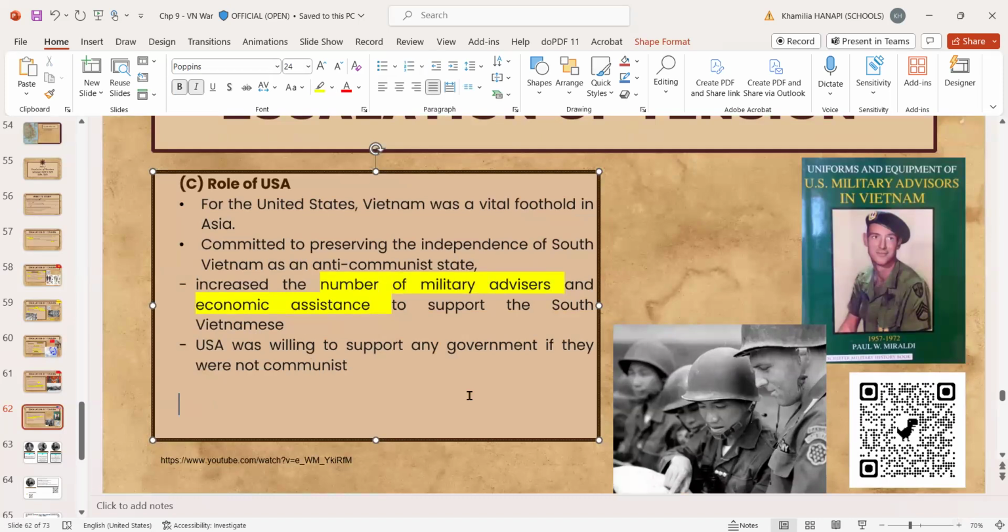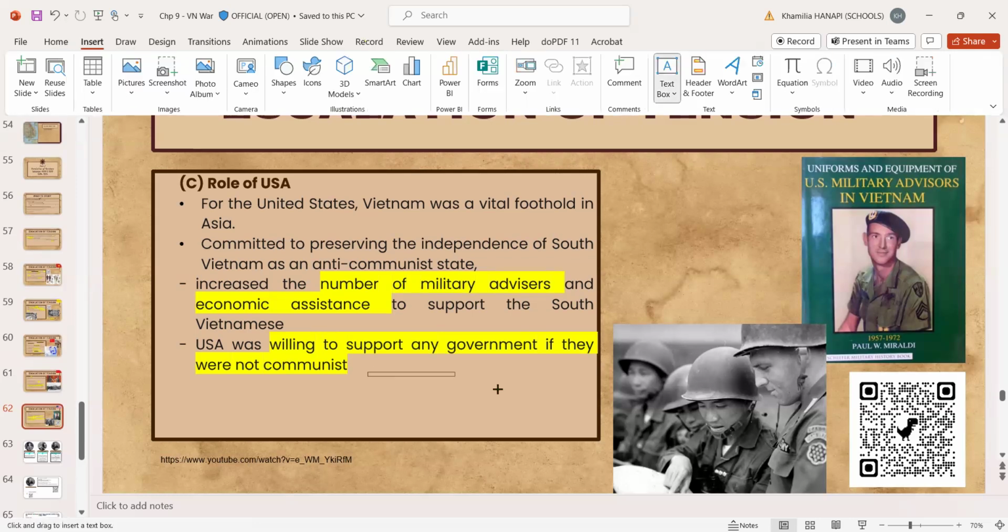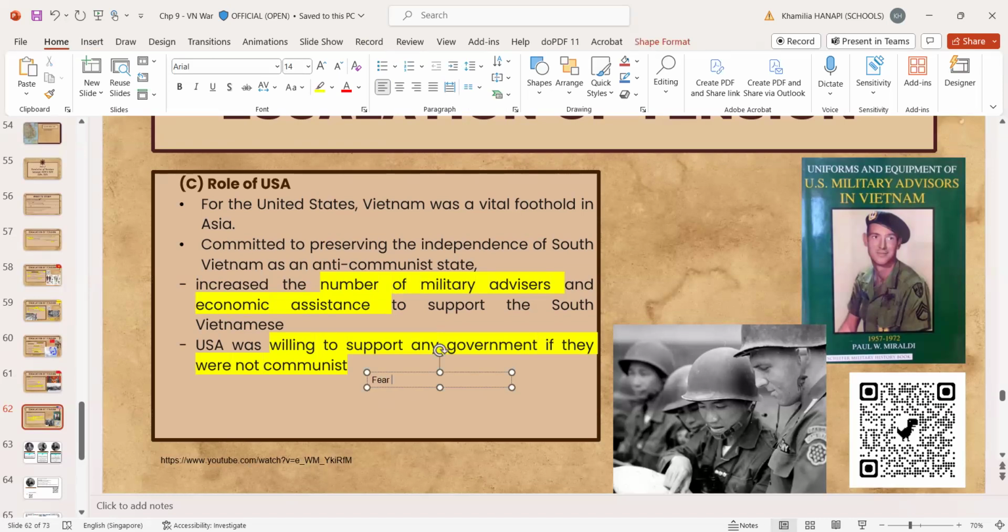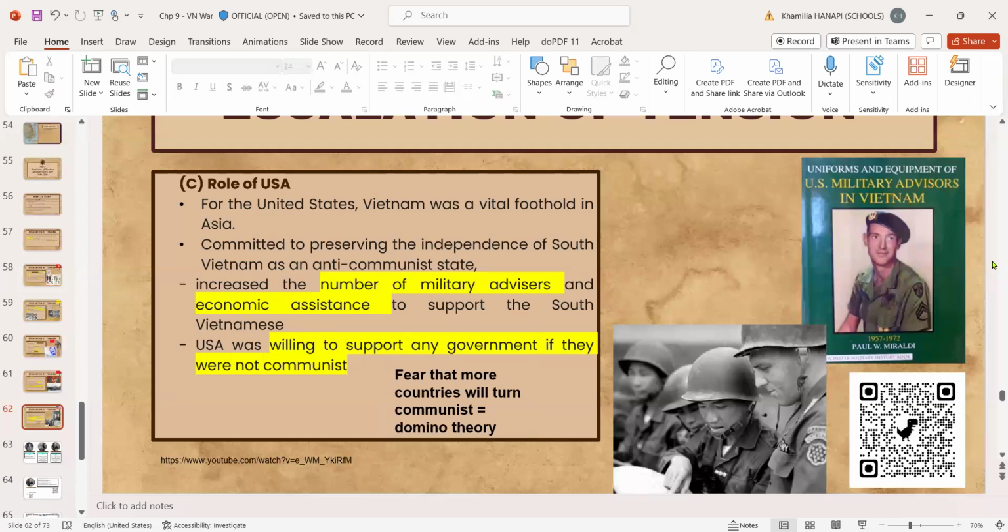The USA was very, very willing to support any country that was not communist. Why? Because there was a constant fear that if one country becomes communist, another country will become communist as well. This fear that more countries will turn communist is what we call the domino theory. One country becomes communist, another country becomes communist. So this was a real fear that the USA had.